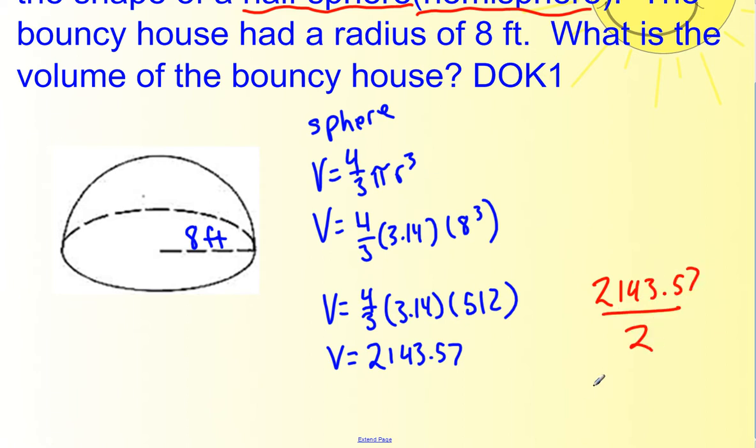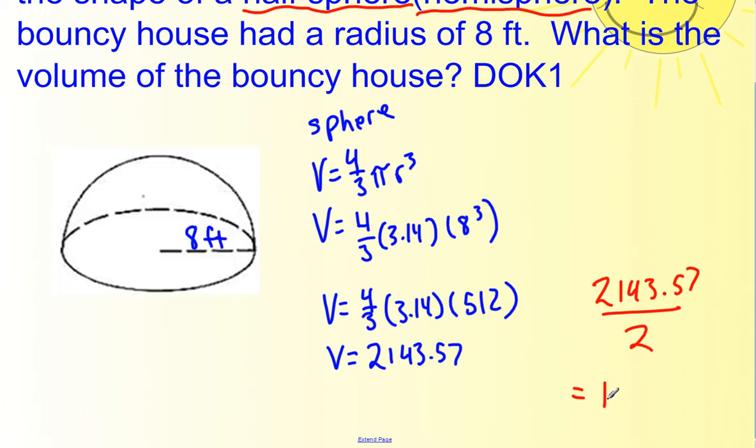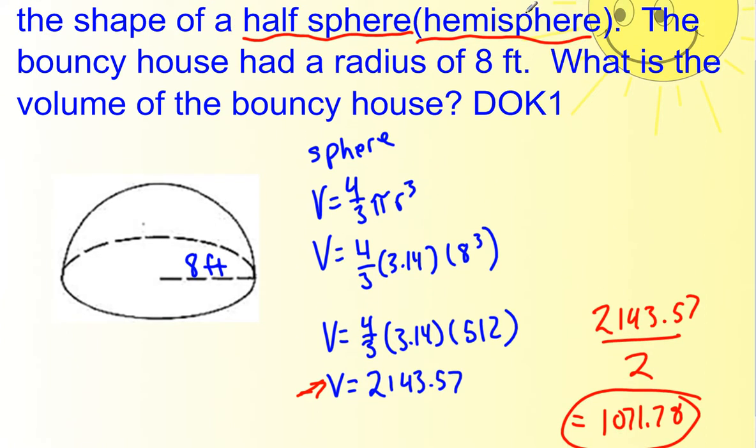2143.57 divided by 2 equals 1071.78. So this is the volume of the hemisphere, while this blue would be the volume of the sphere as a whole. Okay? That's why this is the correct answer and this is not. I bet on a multiple choice test, they're going to include this as one of your choices, hoping that you don't divide by 2, hoping you don't take half of that volume of the sphere to get the hemisphere.